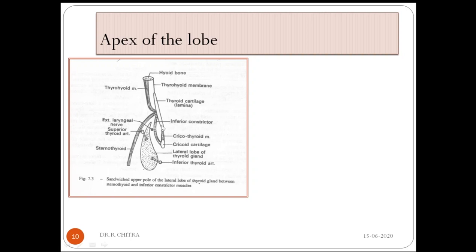So you see this apex is in between two muscles. What are the two muscles? Inferior constrictor muscle and sternothyroid muscle. As if it is sandwiched between the two muscles, inferior constrictor muscle medially and sternothyroid muscle laterally. So in any swellings of this thyroid gland, the apex cannot cross these two muscles, and thyroid gland enlargements cannot extend above.